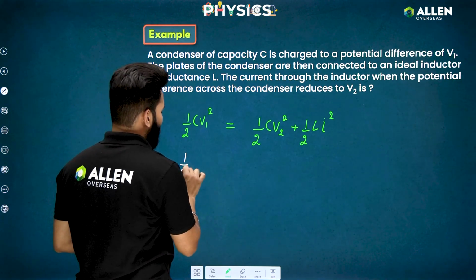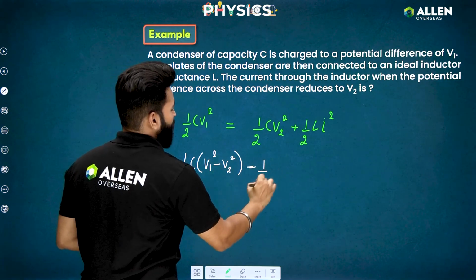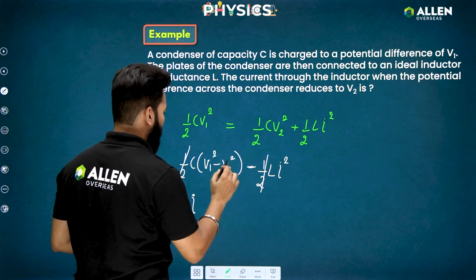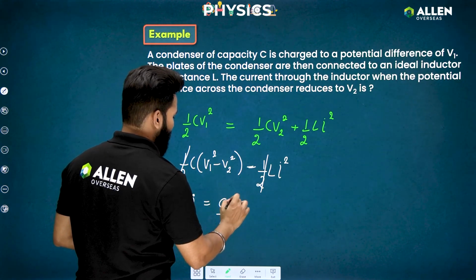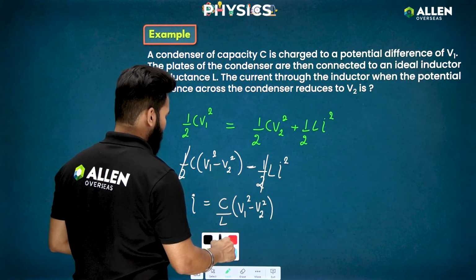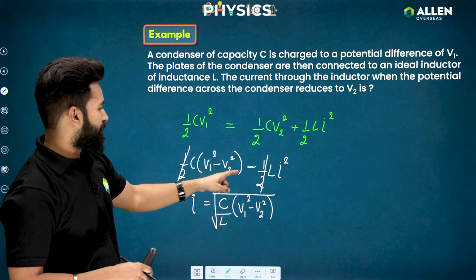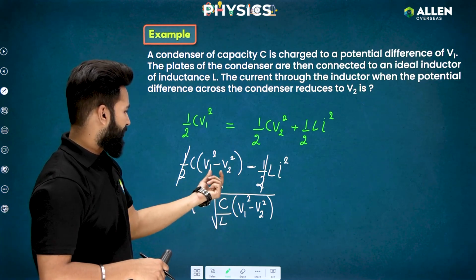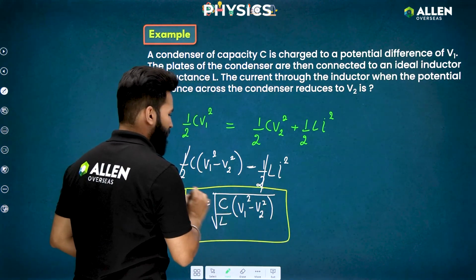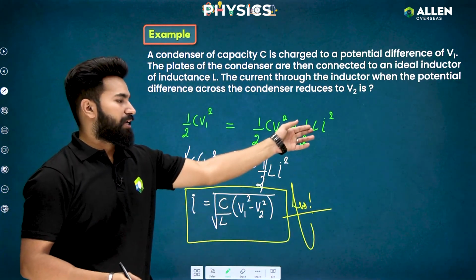So I can simply write it as half C (V1 square minus V2 square) equals half Li square. The half cancelled out and we got the value of I square as C by L times (V1 square minus V2 square). This is the value of I square. So the value of I will be the root of this term, root of C by L (V1 square minus V2 square). Yes, that's the value of the current at the moment when the potential difference reduces to V2. So that's the value of I we received.